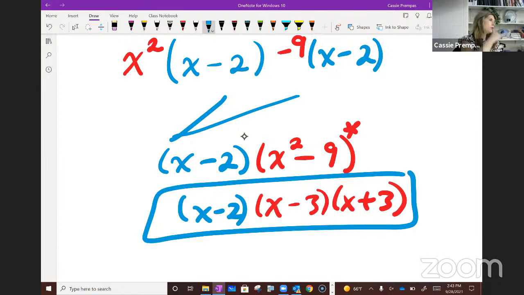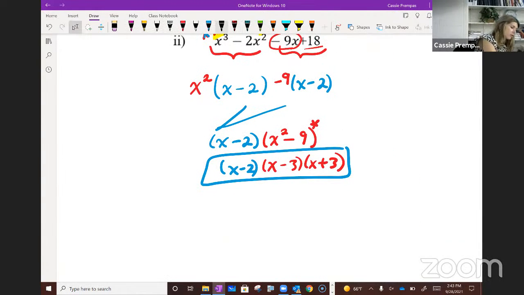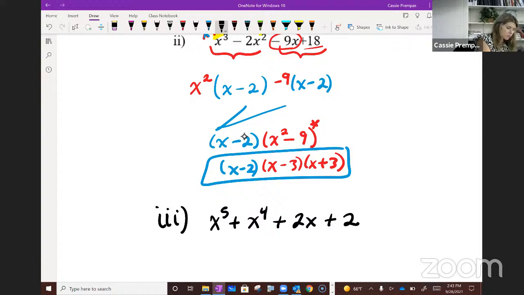Okay, we did one with a bunch of vocabulary. We did one without that. Let's see if you can do one on your own now. So here's number 3. Go ahead and factor x to the 5th plus x to the 4th plus 2x plus 2.